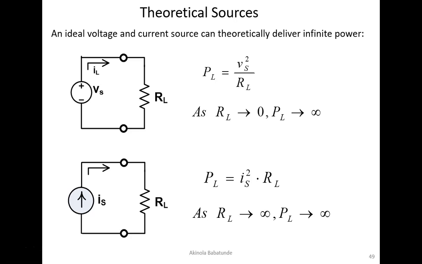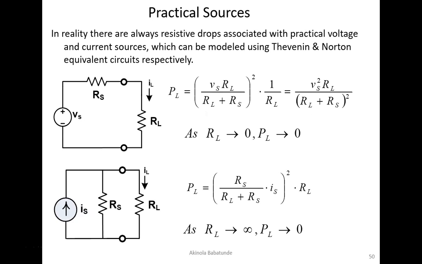Now, when we have practical sources, what happens? Are we going to deal with practical sources just like we would deal with theoretical sources? If the answer is yes, let us evaluate it together. If it is no, we will find out now. In reality, there are always resistive drops associated with practical voltage and current sources. These can be modeled using the Thevenin and Norton equivalent circuits respectively.